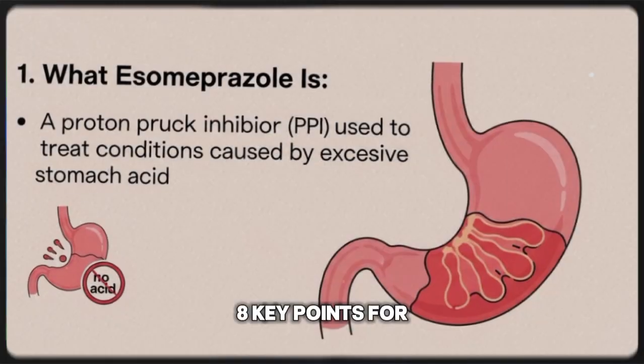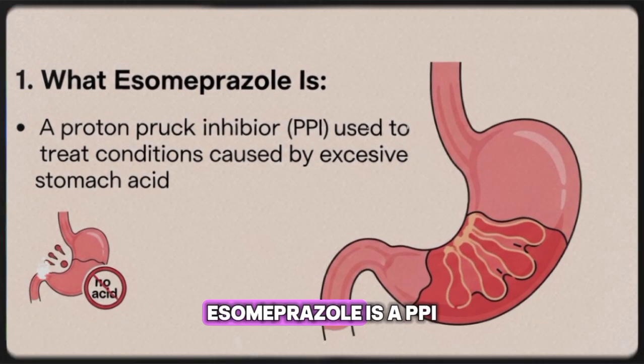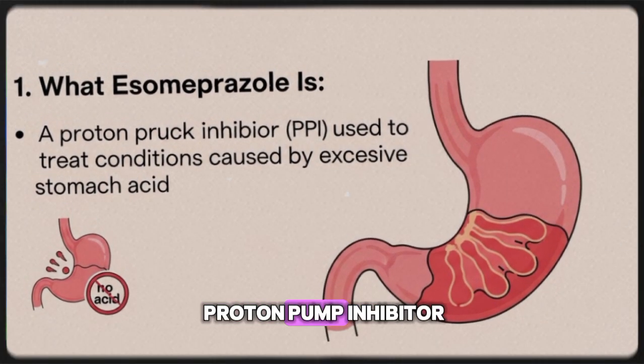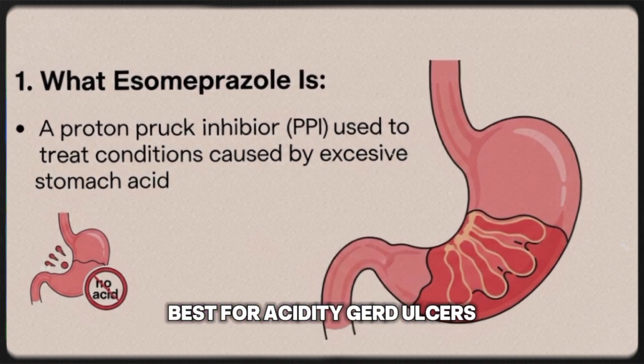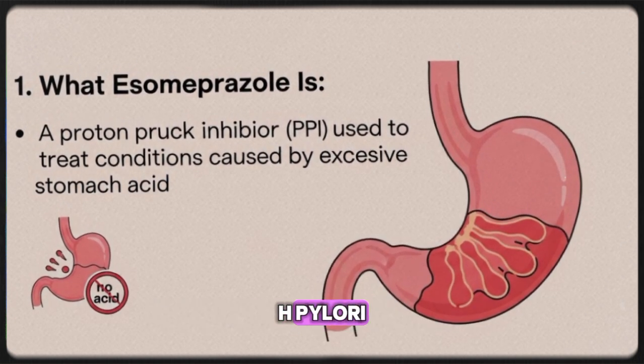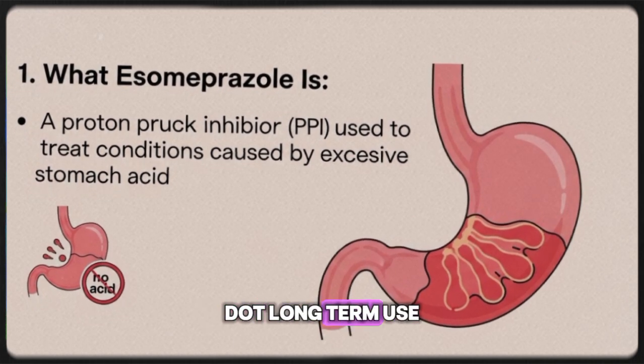8. Key points for students and YouTube content. Esomeprazole is a PPI, proton pump inhibitor, works by irreversible inhibition of the proton pump, best for acidity, GERD, ulcers, H. pylori. Take before meals for best effect. Long-term use should be monitored.